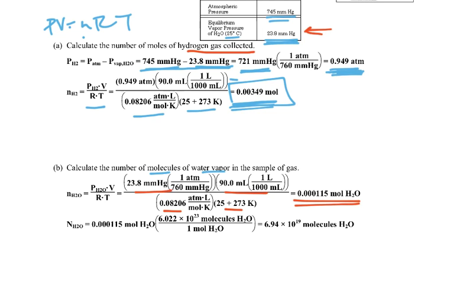And calculate molecules. So we take the moles, we use Avogadro's number, 6.02 times 10 to the 23, and we get this answer, which is molecules of water.